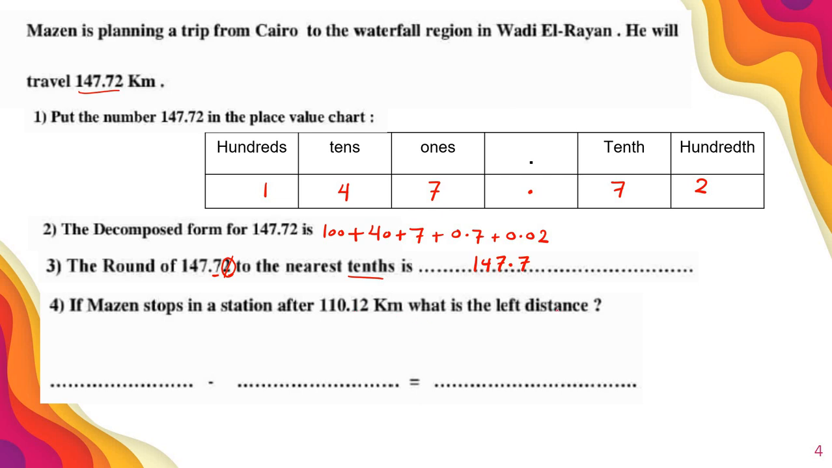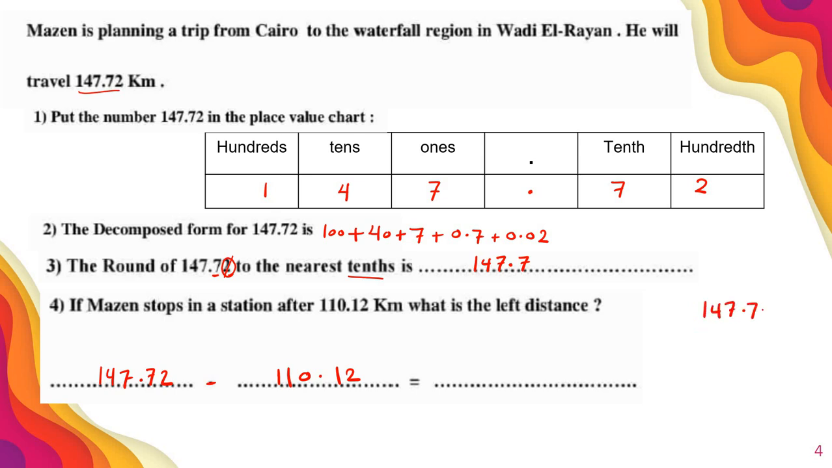If Mazen stops in a station after 110.12 kilometers, what is the left distance? So the total distance is 147.72. And he traveled 110.12. What shall I put here? Yes, the question is helping me. I have here subtraction. So I have to put here 147.72 minus 110.12. To be easier for me, I have to put the first number up.